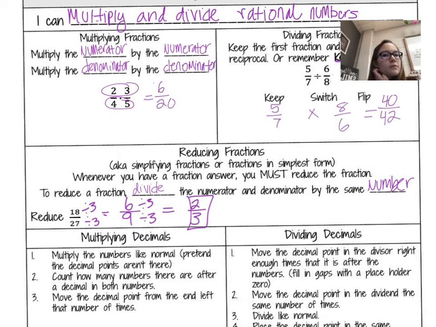Okay? So to multiply fractions, top times top, bottom times bottom. To divide fractions, keep, switch, flip. Keep the first fraction the same, switch to multiplication, flip the second fraction. And then to reduce, you're just going to think, what can I divide both of these by? And do that till you can't no mo.